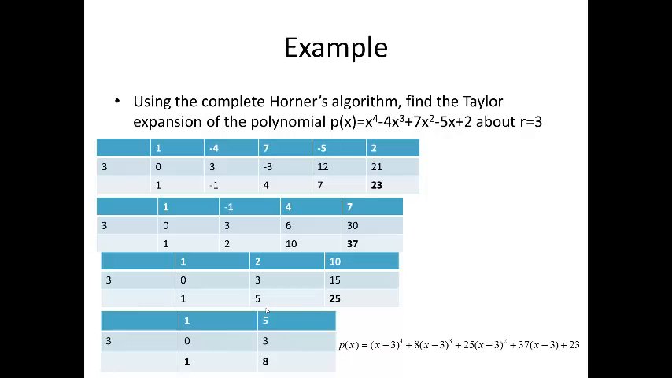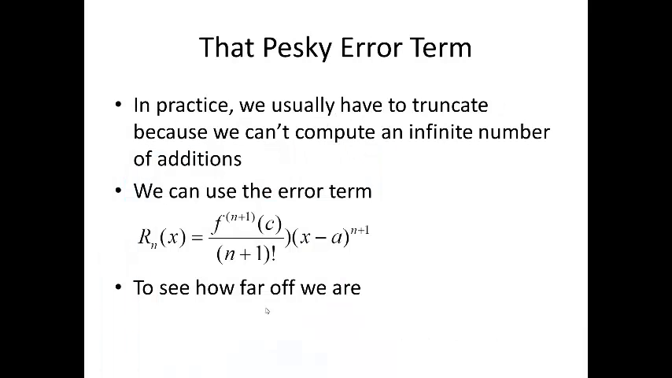So let's take a look at the pesky error term. Because in practice we usually have to truncate, because we can't have an infinite number of additions. I don't have time for it, and you probably don't either. So we can actually use this error term, which is the remainder, which is equal to the n plus first derivative of f evaluated at point c divided by (n plus 1) factorial times (x minus a) to the n plus 1 to see how far off we are.